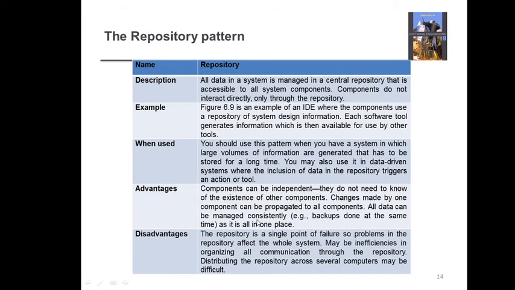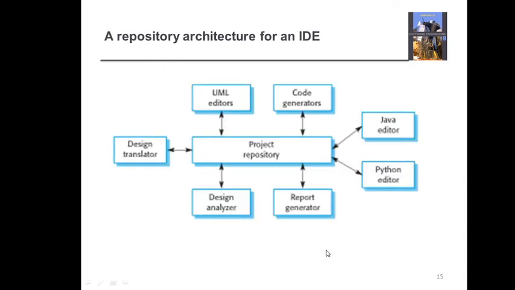All data can be managed consistently, right, as it is all in one place. So the redundancy will be reduced as well as it will be consistent. I said an example of information cell. But what is a major disadvantage? This architecture has one major bottleneck, that is a single point of failure. If this project repository crashes or fails, the entire system will go down, right?